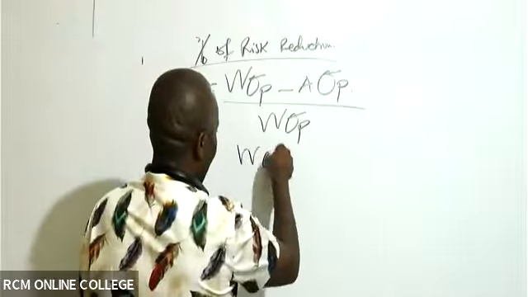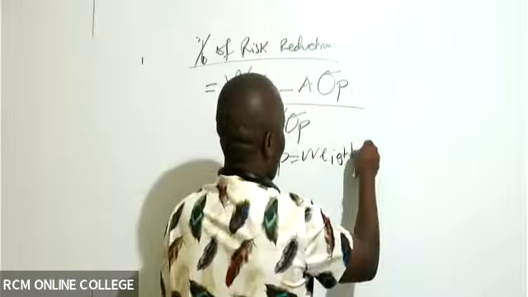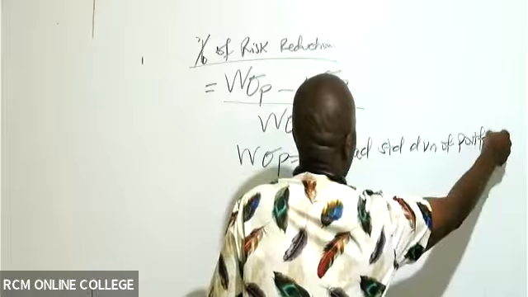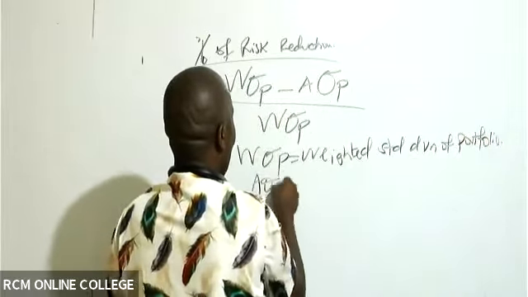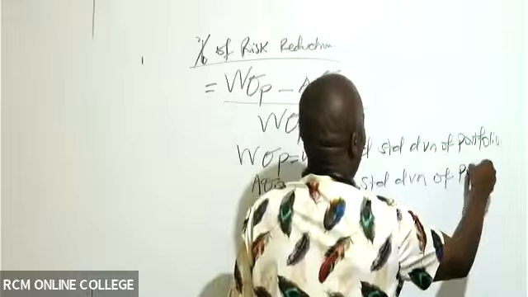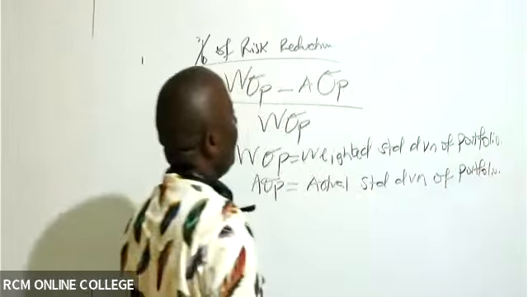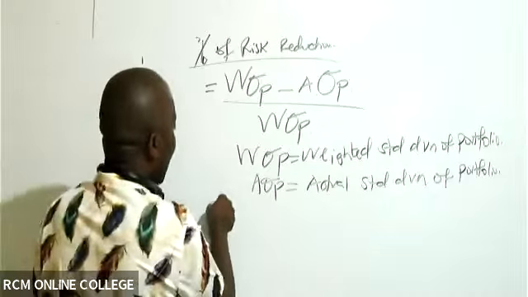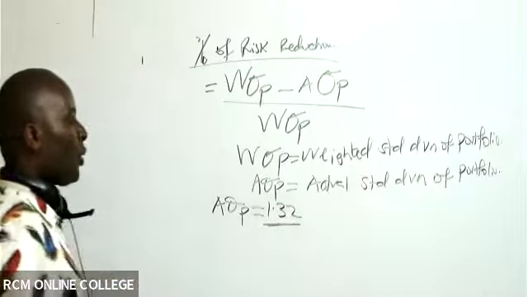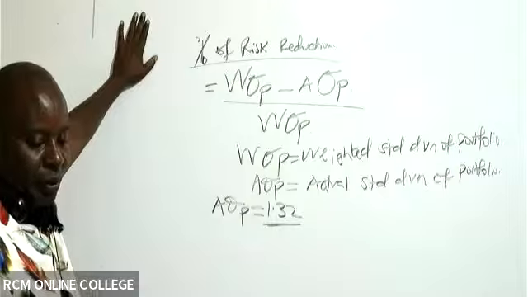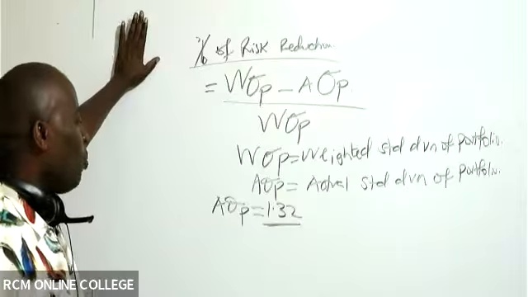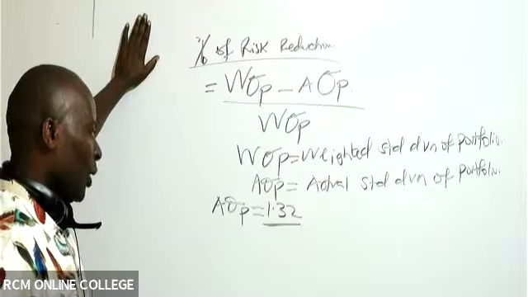So this is the weighted standard deviation of the portfolio, and then we have here the actual standard deviation of the portfolio. The actual standard deviation of the portfolio is very, very important. We already have the actual one, which we got as 1.32 earlier. That one is the real one. So whenever you're asked to get the standard deviation of the portfolio, you should be computing the actual, right?